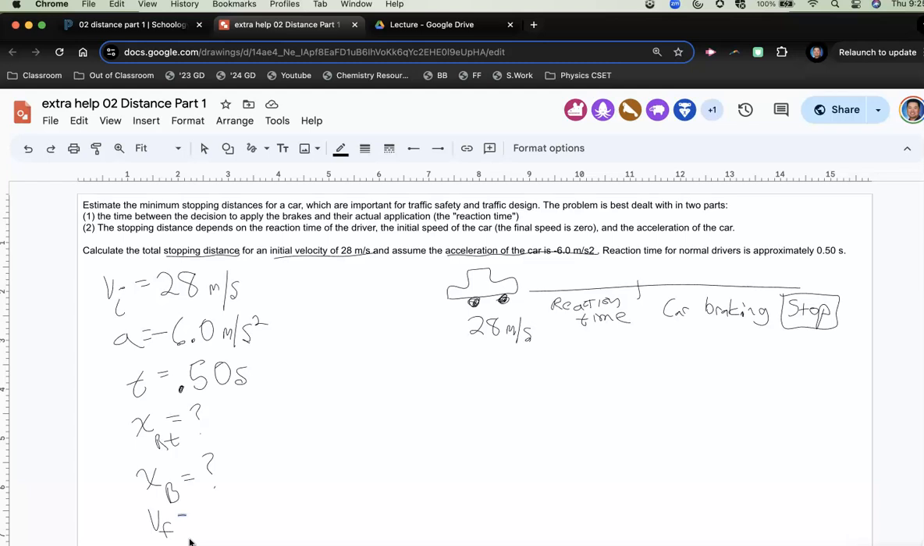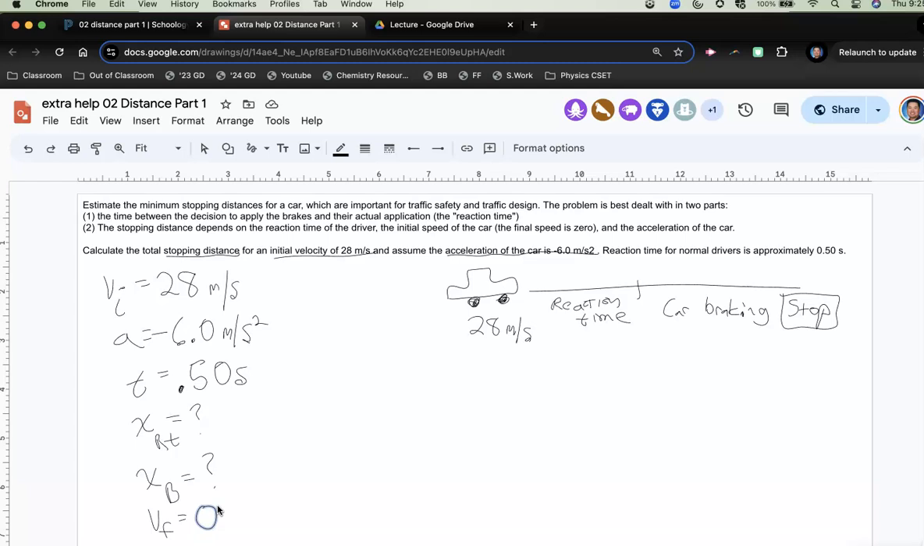What is it going to be? Anyone know? What's VF going to be? Why? You want the car to stop. Cars don't have speed when they stop. So this is kind of like the opposite of the previous problem. We want the car to get to the other side of the intersection. This car, we want it to stop.